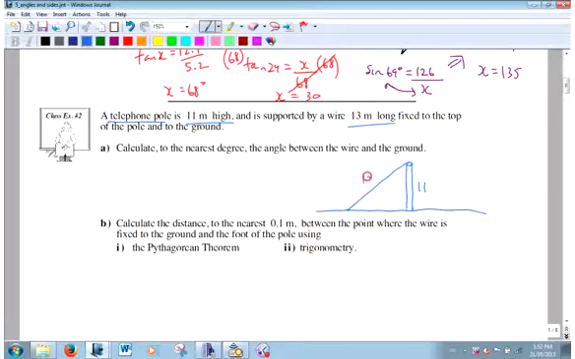This is 13 meters. Does my picture make sense? Is that the hypotenuse? Is it the longest side so far? Okay, always kind of look at your picture, make sure it makes sense. Do we put these things in at a right angle? We try to, because then we get as high as possible, right? Calculate to the nearest degree the angle between the wire and the ground.